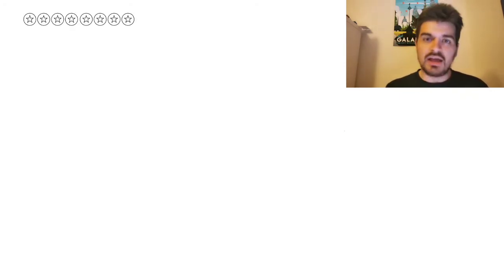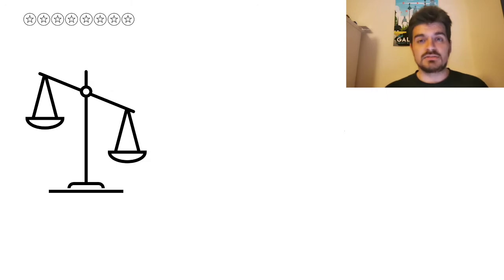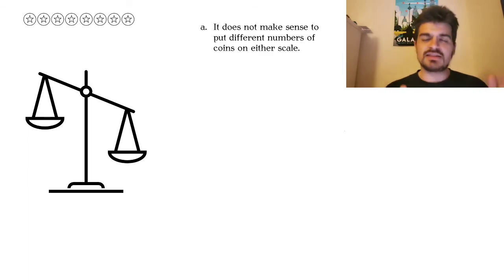Okay. Right. So we have 8 coins to begin with. There are coins from Starland or something, and we have some balance scales. The first observation we're going to make is the same observation we made last time. It does not make sense to put different numbers of coins on each side. Why? Because let's say we put more coins on this side, it goes down. More coins are heavier than fewer coins. We have learned absolutely nothing.